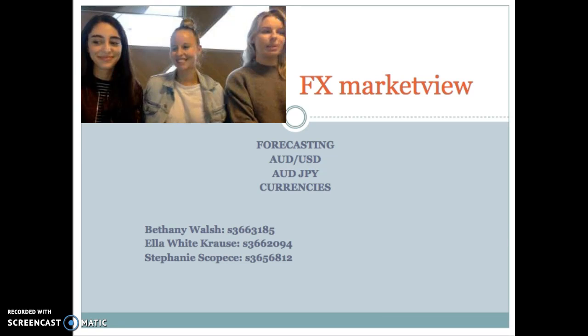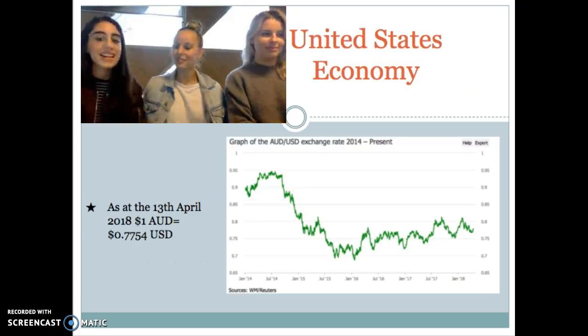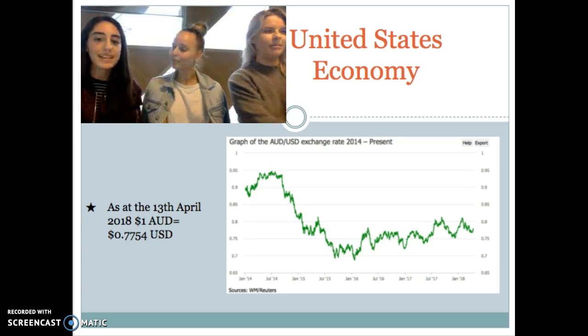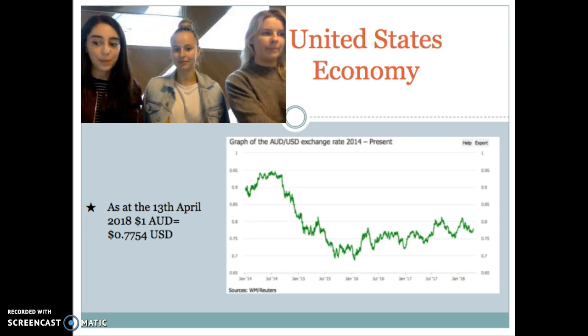Firstly, we will provide a brief background into the United States economy in relation to the Australian dollar. The United States dollar, the USD, is the most traded currency in the world and acts as an intermediary for major currencies. As evidenced in the graph below, as of April 13th, 2018, one Australian dollar equals 0.7754 US dollars.